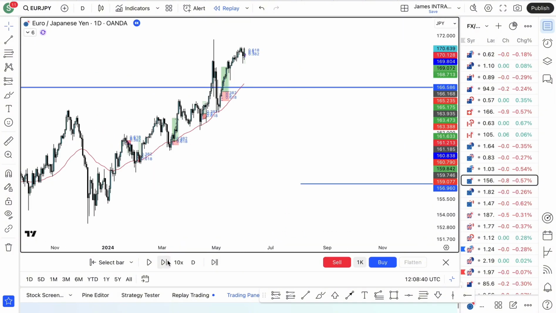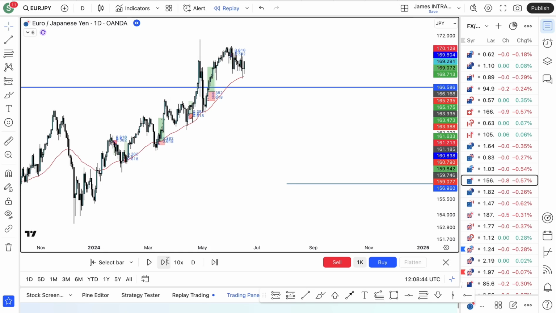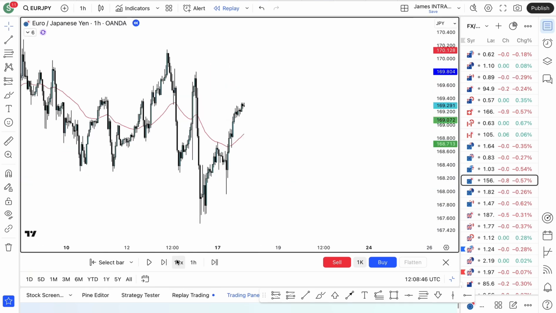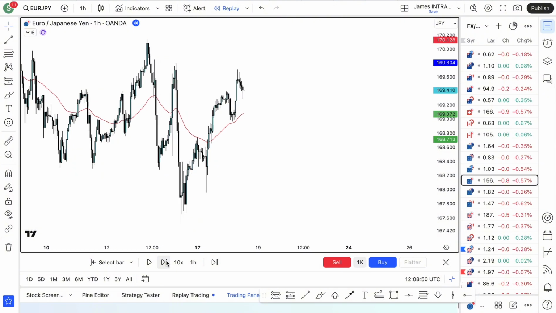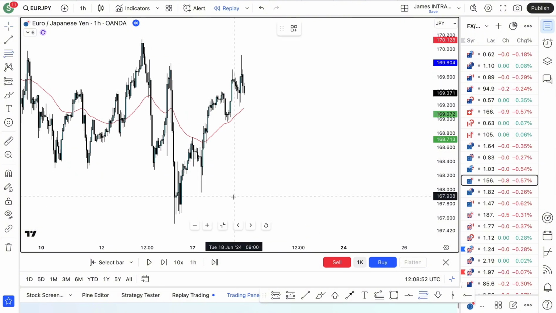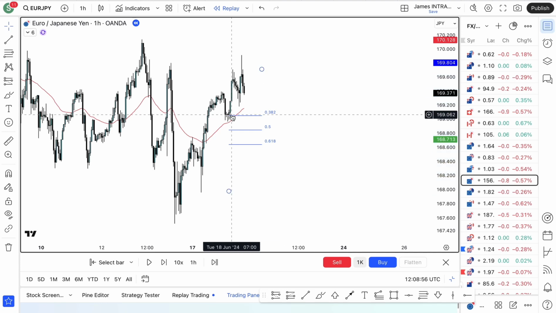Next one, fast forward. We're pulling back to the daily 50 moving average. We rejected it, making a higher low, continuing with the daily trend to the upside. As you can see, we've broken out on the 1 hour. Fib from the high to the low. I did fast forward this a little bit too quick. That can happen when backtesting sometimes.